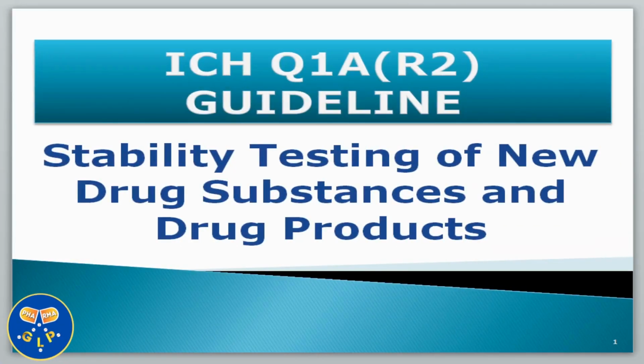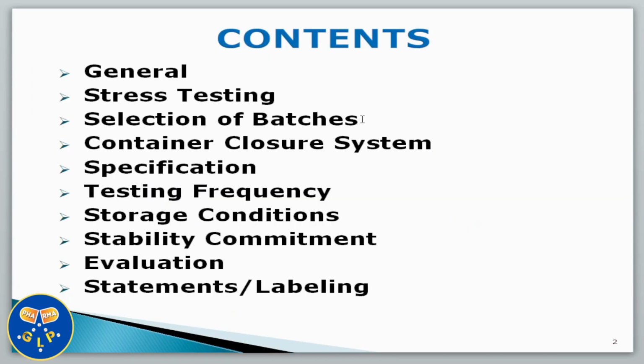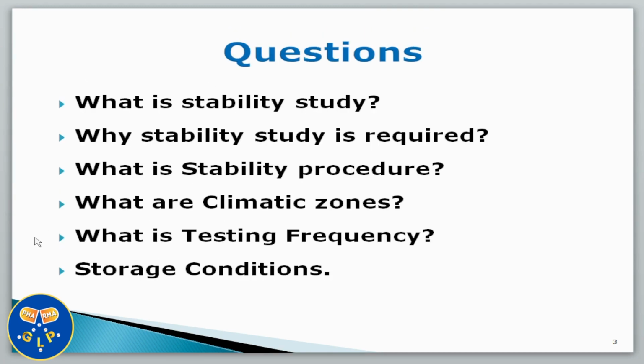In our previous video, we discussed the basics of stability studies as per ICH Q1A(R2) guideline. Now in this video, we will go deeper into each aspect of ICH Q1A(R2) guideline for stability testing of new drug substances and products. Also, we will find out the answers of our remaining questions like what are climatic zones, what is testing frequency and storage condition. So, stay tuned and watch this video till the end.